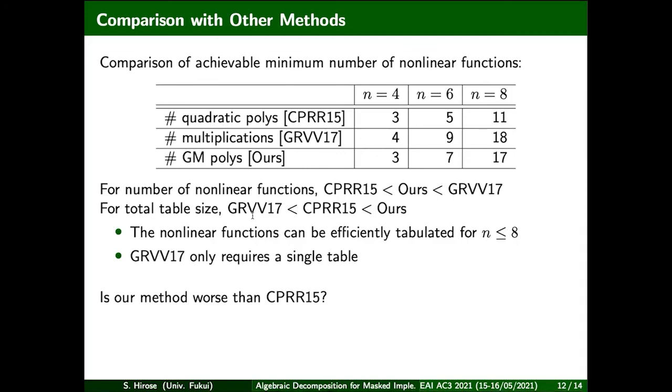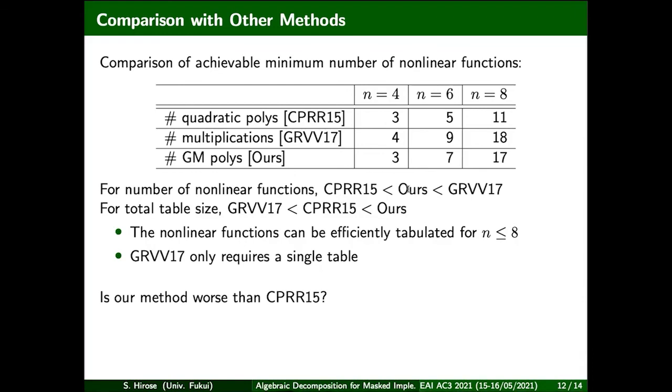And for total table size, the method by Gudaji et al. is best, and the method by Khaled et al. is second. And please notice that these nonlinear functions can be efficiently tabulated for n at most 8, and the method by Gudaji et al. only requires a single table just for multiplications. On the other hand, the other methods, for example the method by Khaled et al., require, if the number of input bits is 4, 3 different tables. And our method also requires 3 different tables for each GM polynomial.